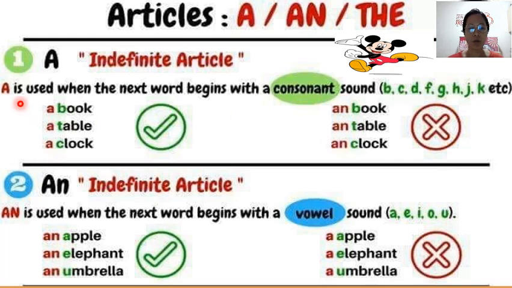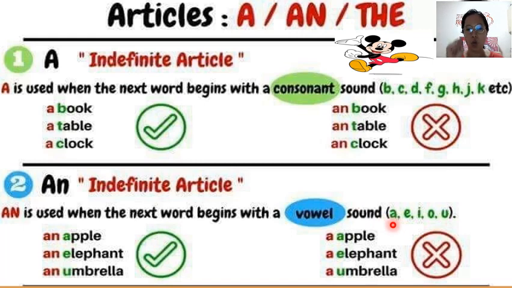So there is the difference between a and an. An is used when the next word begins with a vowel sound. So what are vowel sounds? We have A, E, I, O, U. Examples: a book, a table, a clock. But we cannot say an book, an table, an clock. It's wrong. An is the indefinite article used when the next word begins with a vowel sound.